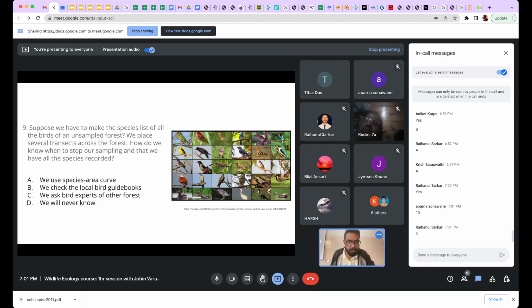Oh, 10. Okay, so 7 transects, 10. Yeah, 7 plus 3 is 10. Then we go to the next transect, the third transect, and this time we see 2 more new species.